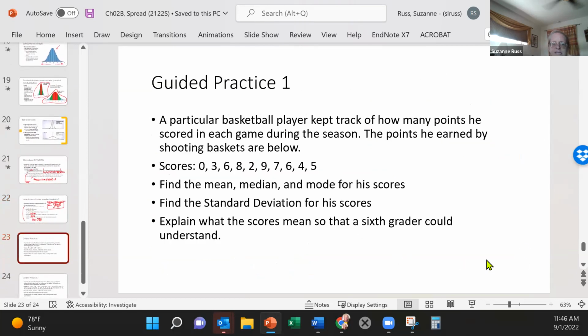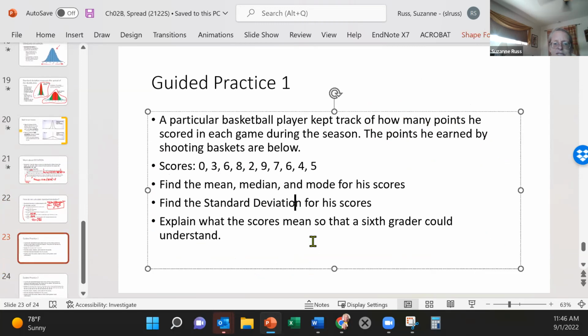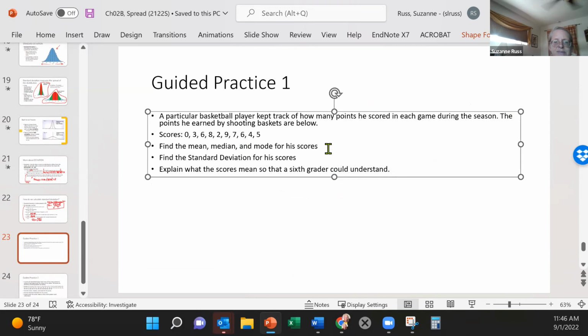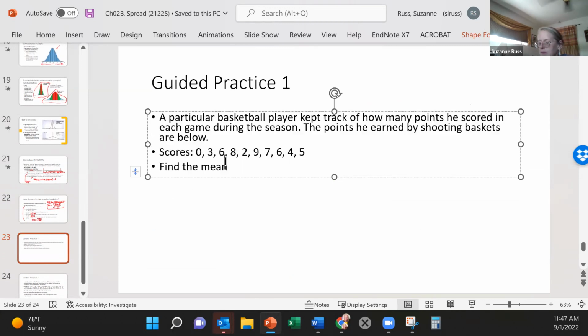So guided practice, this is just what we're going to do in class here. So we can see our scores, and I'm going to make this really small. This is an example of what a problem might be. We're actually going to skip a little piece of this here. All we're going to do is find the mean and standard deviation, and then we're going to explain it. Okay, if we can. We're going to find the mean and standard deviation. There we go.